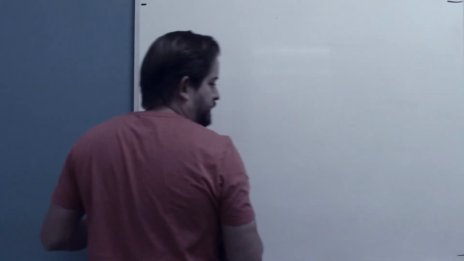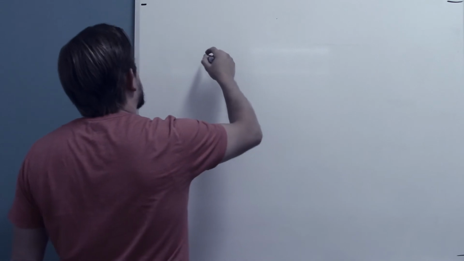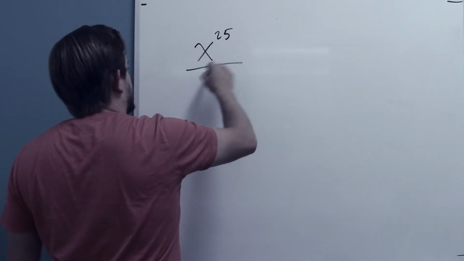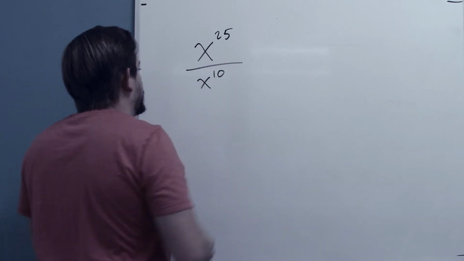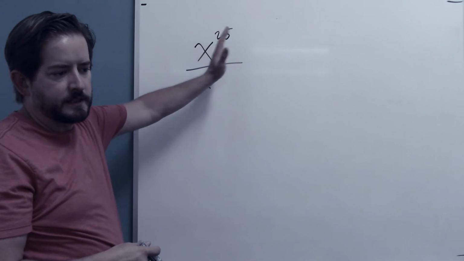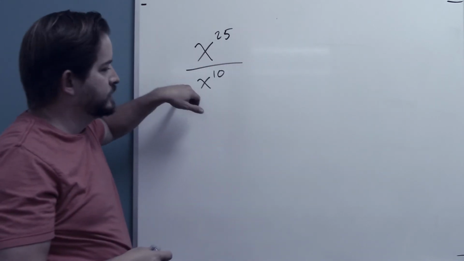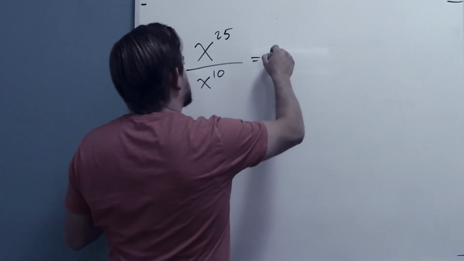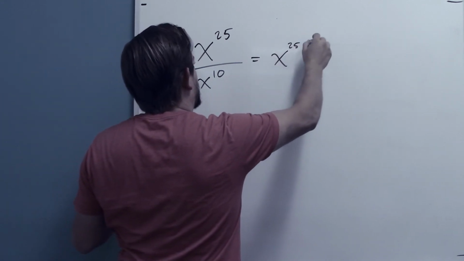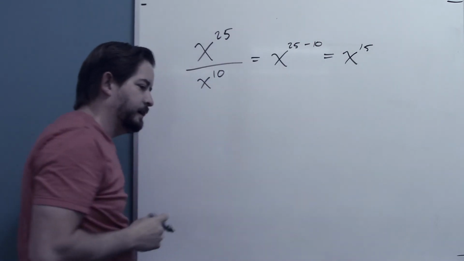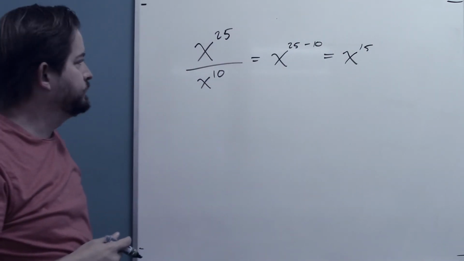Let's say I have, well, let's just go x to the 25 divided by x to the 10, right? Instead of writing out x times x times x times x, x, x, x, x, x, x over a whole bunch more x's, I can simply do that subtraction. This is x to the 25 minus 10, and so I get x to the 15, and I'm done. That's it, right?